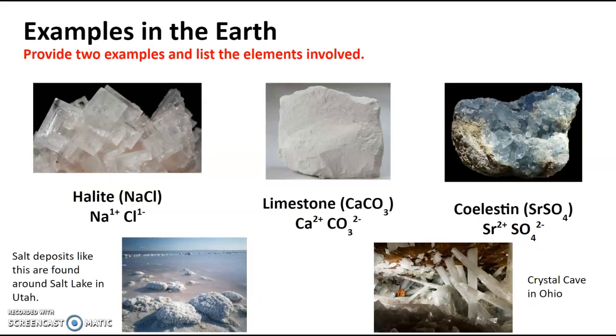Here are some common examples of ionic compounds in the earth. So halite is the mineral name for sodium chloride, which is really just salt. And so when we have 1 positive sodium and 1 negative chlorine, they come together. And when you get a bunch of them, they make kind of a little cubic structure, which you can see in the picture. And salt is a very important naturally occurring mineral.